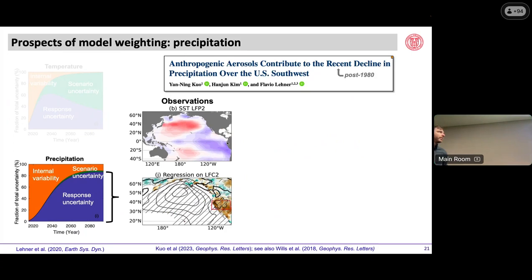Then there's maybe a little bit of information in shorter, more recent trends that have experienced stronger forcing. It's a recent paper by my grad student where we looked at this decline in precipitation from the 1980s to today that I mentioned, and we focused, thanks to the low frequency pattern analysis introduced from Rob Wilson's nice paper, on the low frequency pattern of sea surface temperatures and how that relates to precipitation over the Western US. In observations, the most important pattern for Western US precipitation declines is the second low frequency pattern in Pacific SSTs.